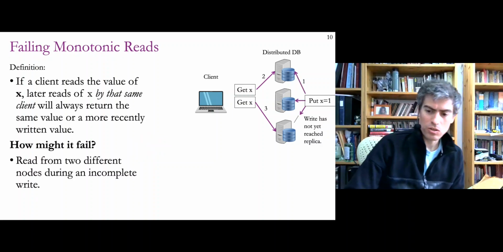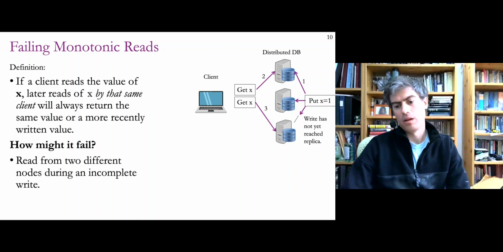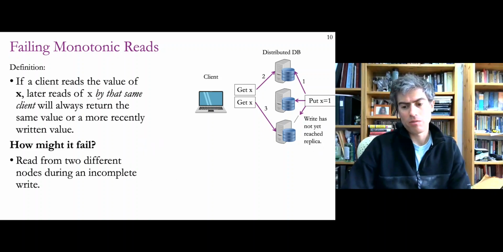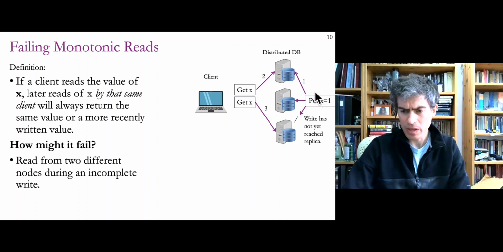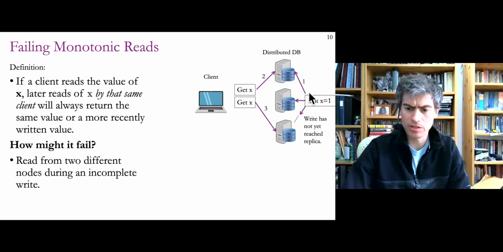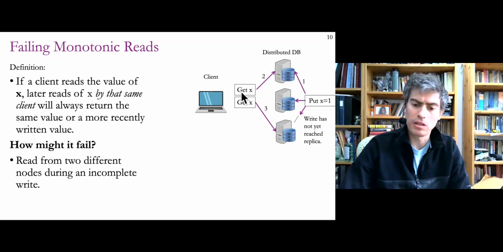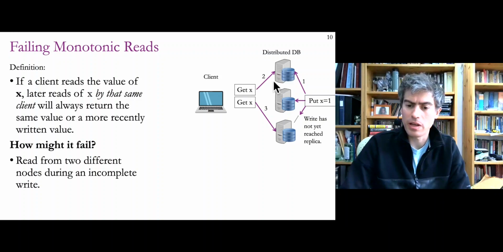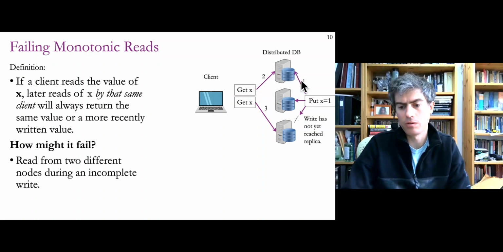The way this works, or at least one example, is that there's a write at roughly the same time, and that data has to go to all three replicas. It's going to arrive at one of them first. So let's say step number one, the write arrives at the first node. Step number two is that the first read happens on that first node. That happened after the write, so it's going to get the new value, x equals 1, that was just written.